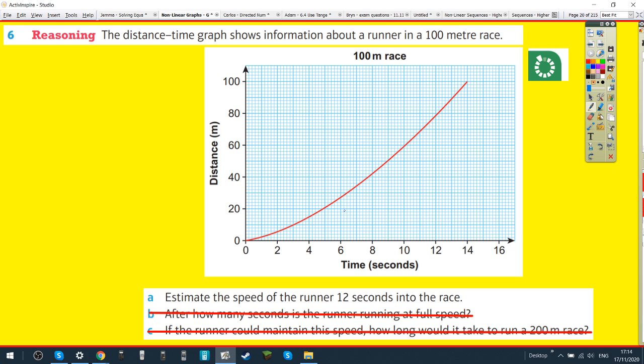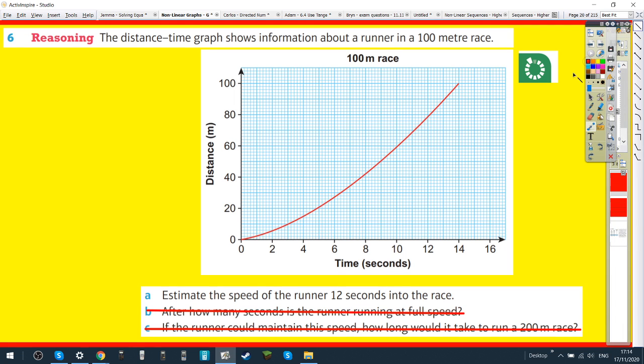So the speed is like 78, 12 seconds. That's the distance. The speed is distance over time, or rise over run of a straight line if it was there. So we sketch a tangent at the 12-second mark. So it looks like it's about there.